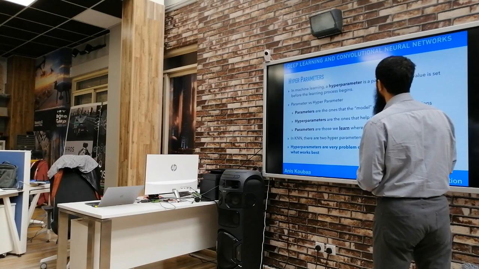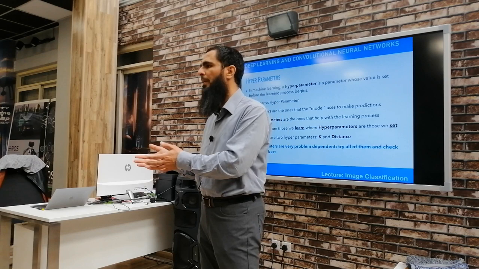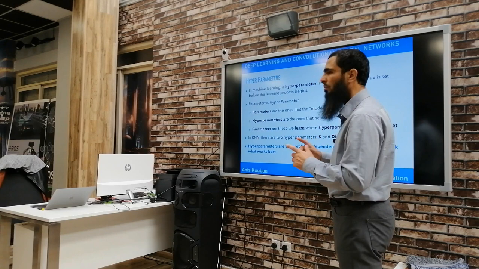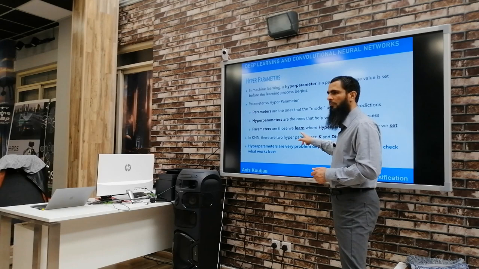So usually in machine learning, we have two types of parameters: the parameter of the machine learning model and the hyperparameter of the machine learning model. Hyperparameters are values that you try to set. For example, here, the value of k. It's a hyperparameter. However, the parameters are those that your model is going to learn during the training phase. Okay?